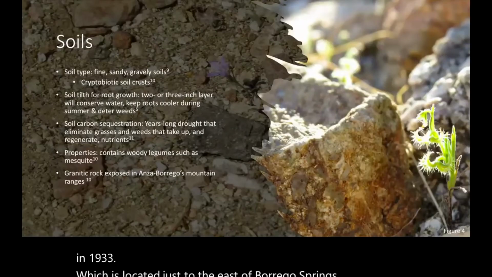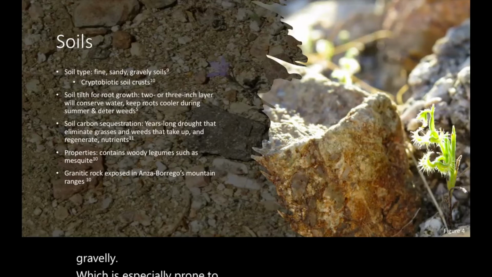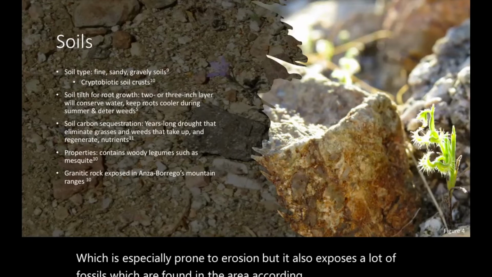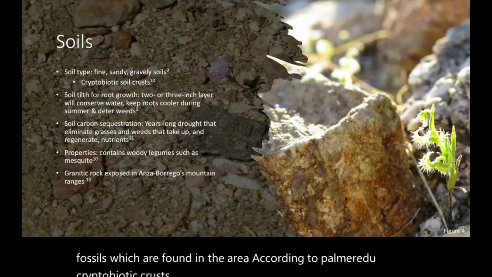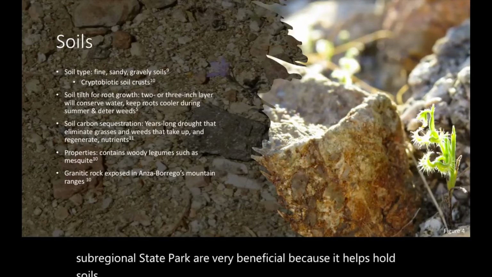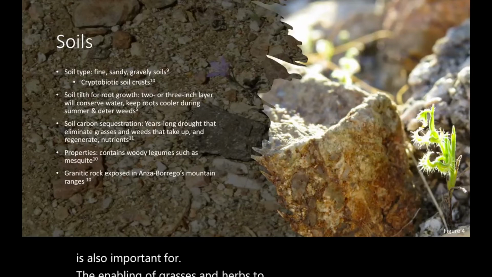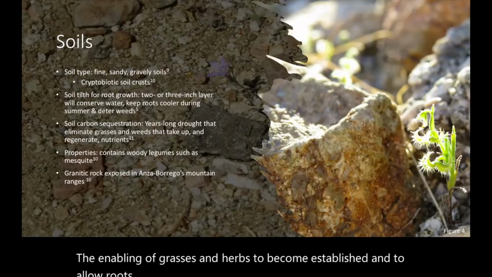Let's dig right into soils. So the soil type is fine, very sandy and gravelly, which is especially prone to erosion, but it also exposes a lot of fossils, which are found in the area. According to palmer.edu, cryptobiotic crusts, such as the ones found in and around Anza Borrego State Park, are very beneficial because they help hold soils in place, protecting underlying sediments from erosion, which is also important for enabling grasses and herbs to become established and to allow root systems to flourish.